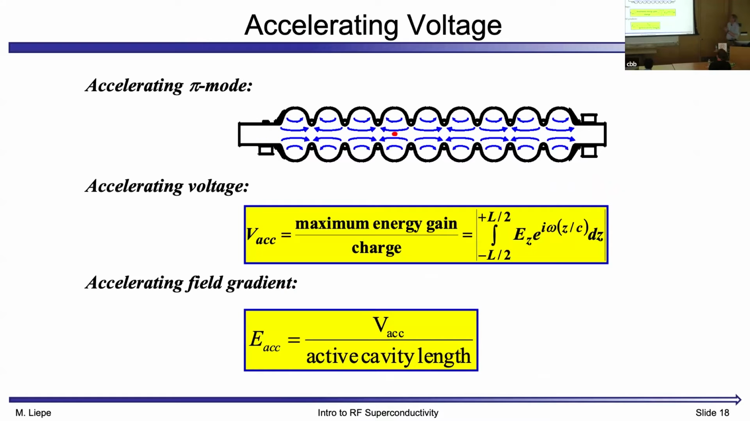There are a few typical quantities we talk about. One thing you've heard is the accelerating voltage. That's the energy gain for a charge in such a cavity. That's what we mean by voltage. I would think about 25 megavolts per meter or so. That is then the voltage divided by the length.